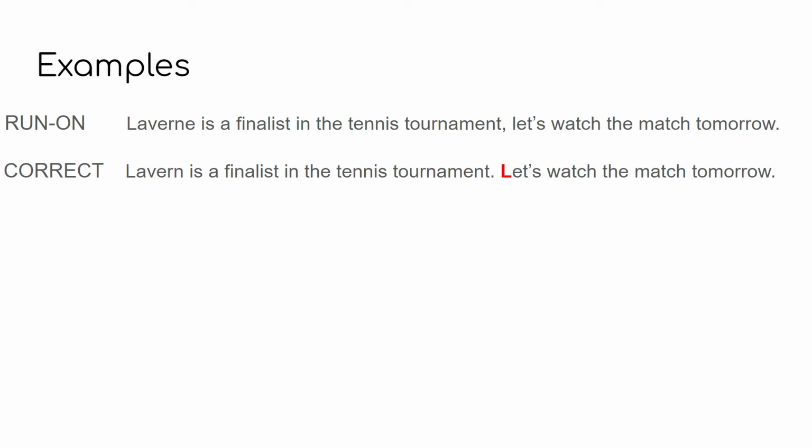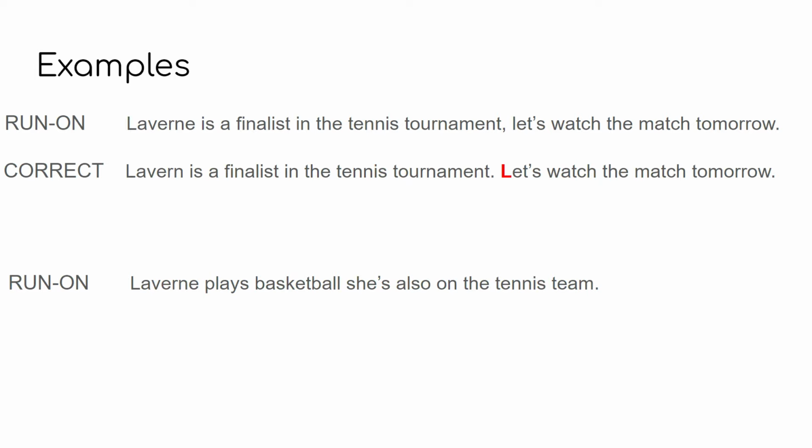The correct way to do this is to turn it into two different sentences. Laverne is a finalist in the tennis tournament, period. Let's watch the match tomorrow. So commas are used for separation in a sentence, not for connecting information. The two in the first run-on example are being separated, but they function as their own sentence. So they're not being connected with the comma and therefore need to have a period in between.